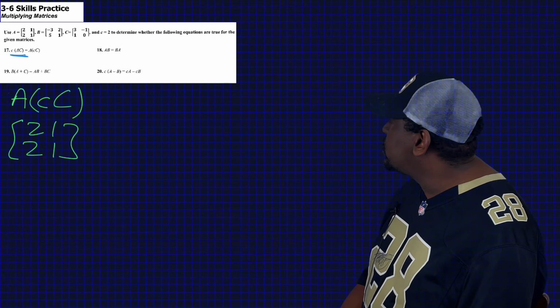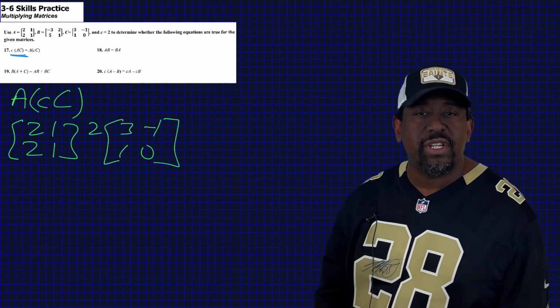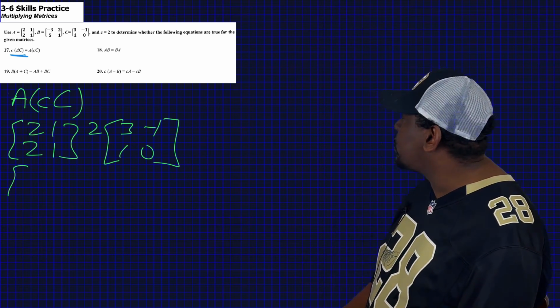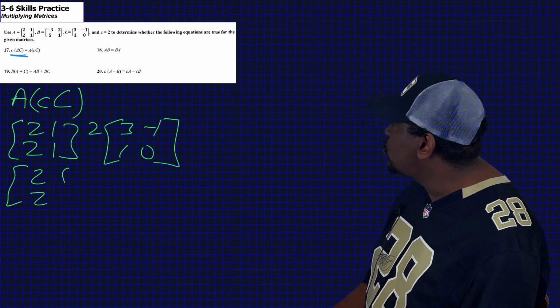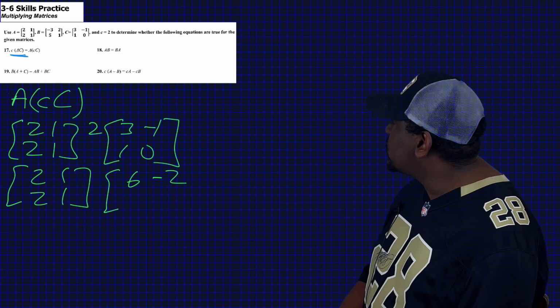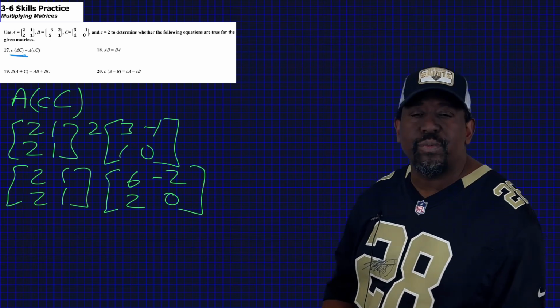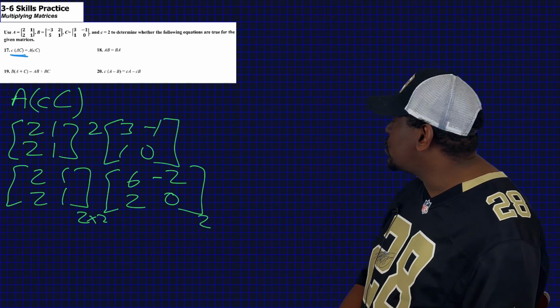And so the first thing we do is we write A. We put our lowercase c, which is 2. We multiply that by the matrix C, which is 3, -1, and 1, 0. Now, according to order of operations, we have to distribute the 2 into the C. So we leave A the same. We distribute 2 in the C. 2 times 3 is 6. 2 times -1 is -2. 2 times 1 is 2. 2 times 0 is 0. And so it gives us a new matrix of 6, -2, 2, 0.